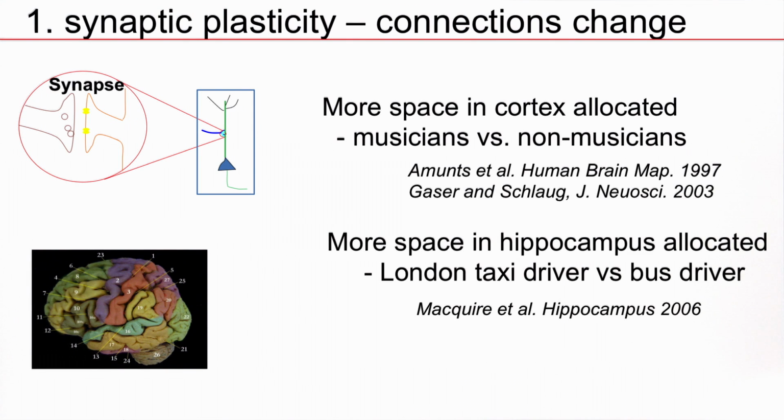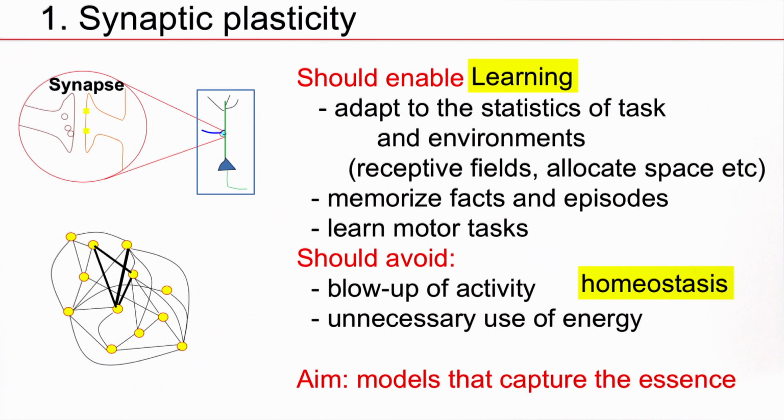So the brain can adapt to the tasks, it can adapt to the environment, and synaptic plasticity is at the core of this. Synaptic plasticity should enable us to do different things, to adapt to the statistics of the task, to form receptive fields, allocate space, and similar things. Then we talked about memorizing names, memorizing episodes. That's also synaptic plasticity that makes this possible. We talked about riding a bike. Again, it's synaptic plasticity that's involved. So all this synaptic plasticity, all this is part of what we call learning.